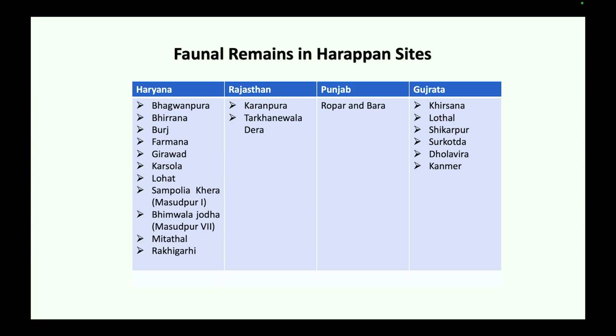From Rajasthan, Karnpura and Tarkhanewala Dera. From Punjab, it is Ropar and Bara. And from Gujarat, it is Khirsara, Lothal, Shikarpur, Surkotada, Dholavira, and Kanmer. These sites are very important in order to understand the faunal contribution, the faunal perspective, and the faunal situation and condition at Harappan times.